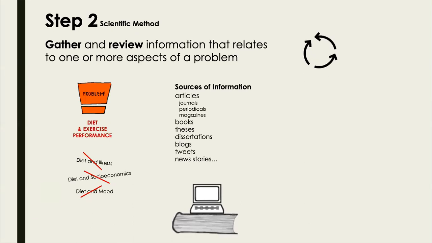You can look in books, theses, dissertations, blogs, tweets, news stories, but you have to be careful because some of these are a lot more reliable than others. So as I'm sure you could guess, maybe tweets and blogs are not the most reliable and shouldn't be used when you're reviewing information. I would primarily stick to just peer-reviewed journal articles; they are the best. There's some books that you can find stuff in, but what we're going to focus on today is looking at the peer-reviewed journal articles.